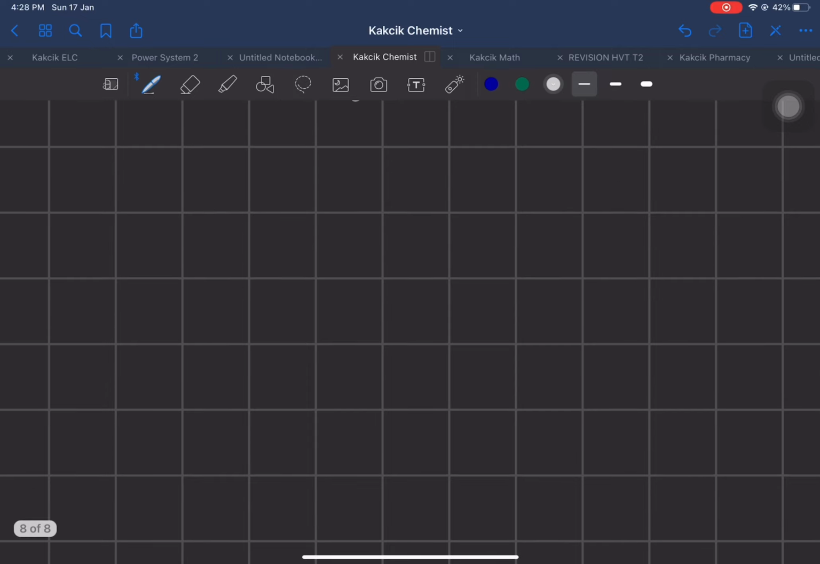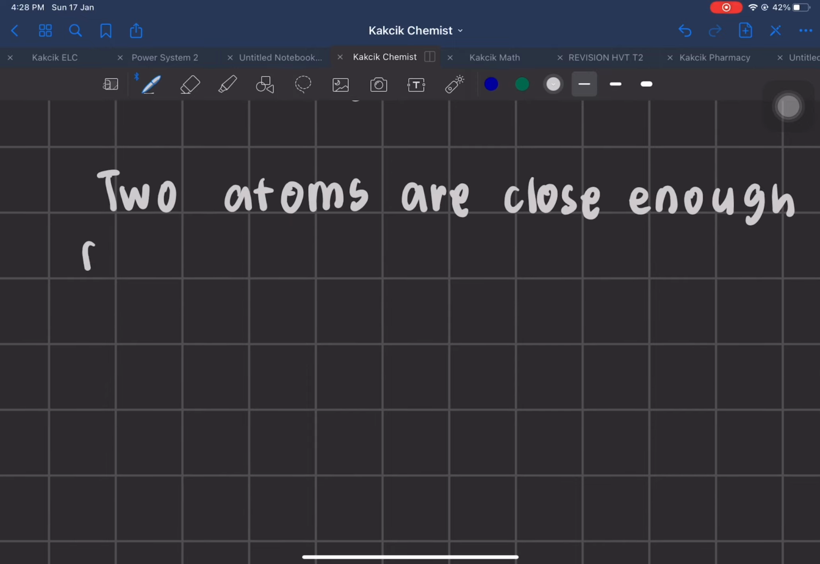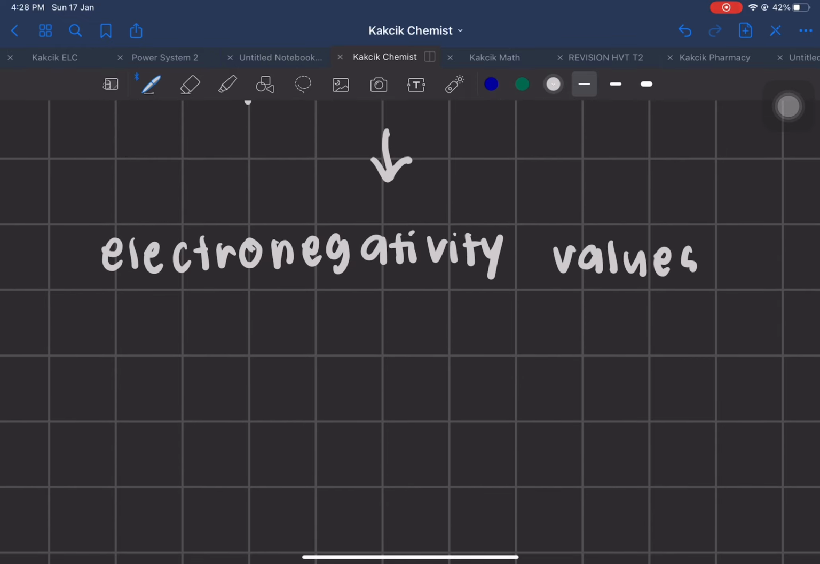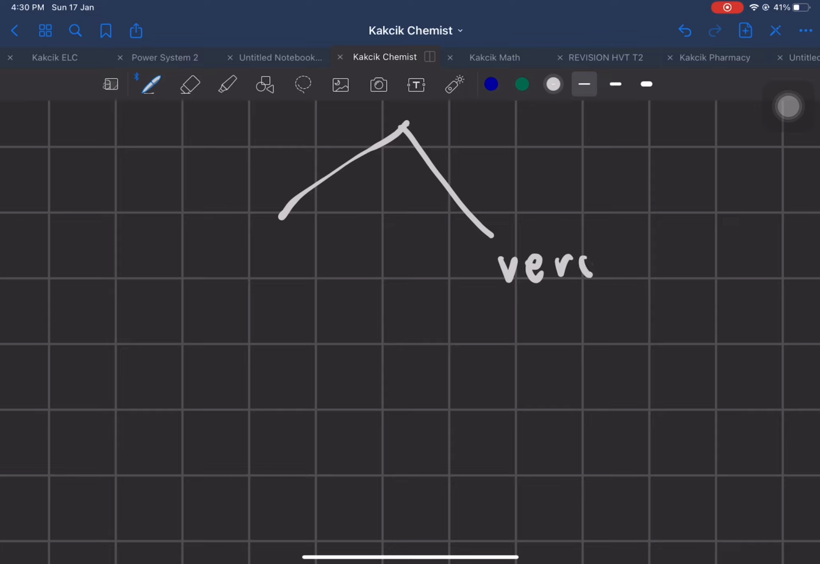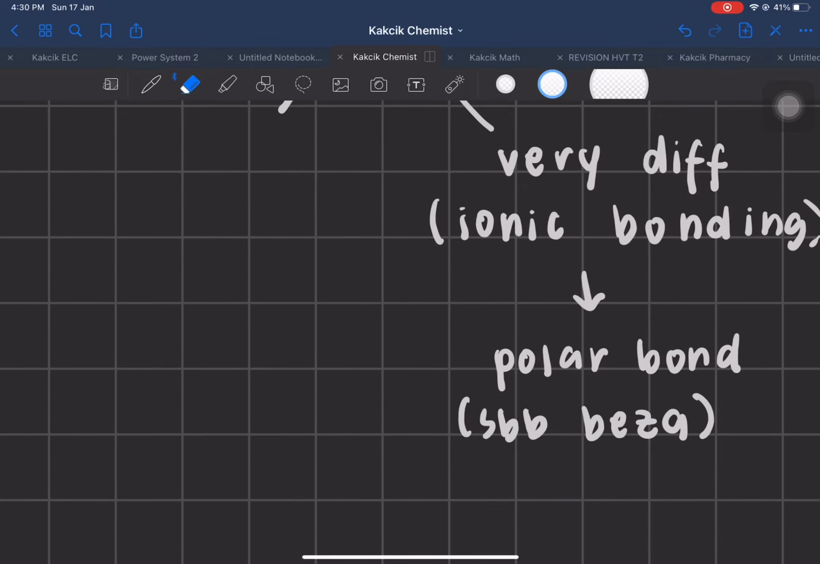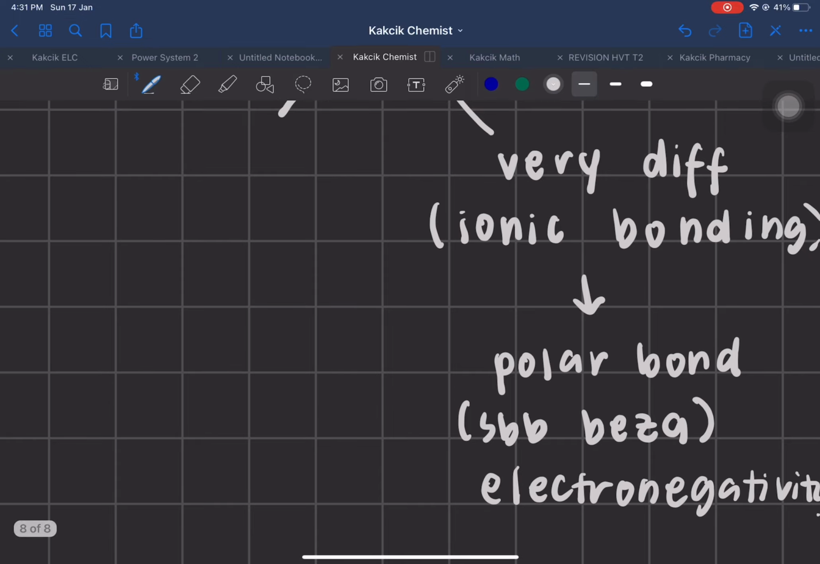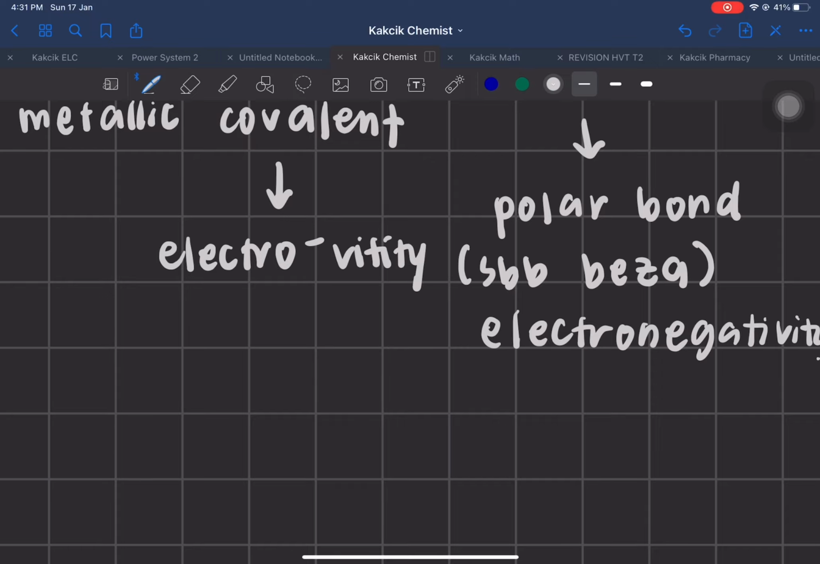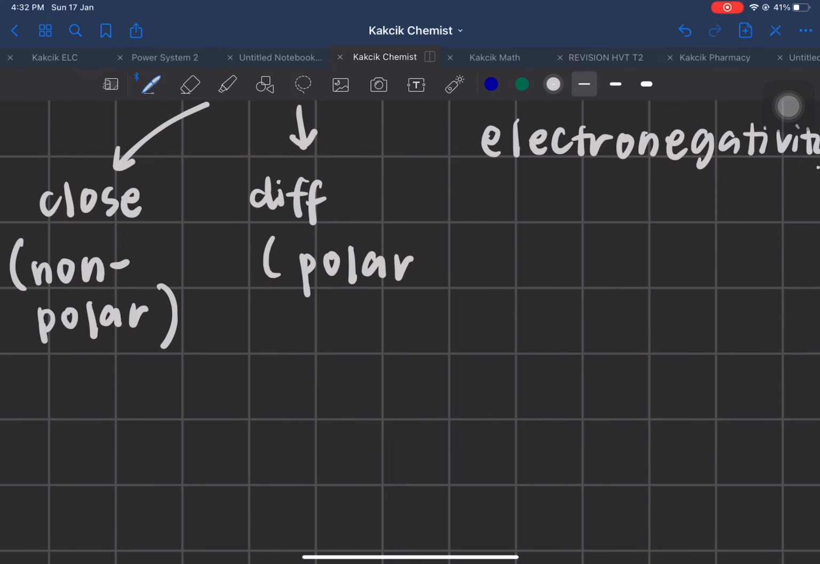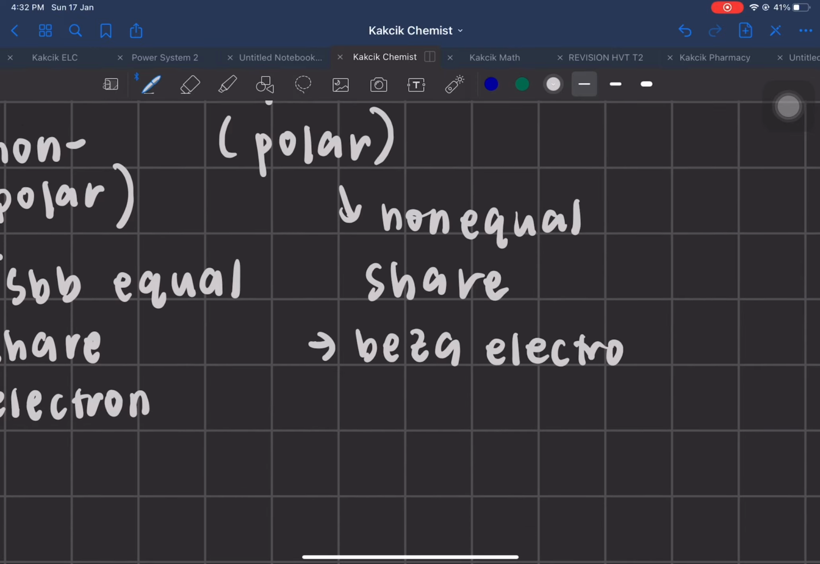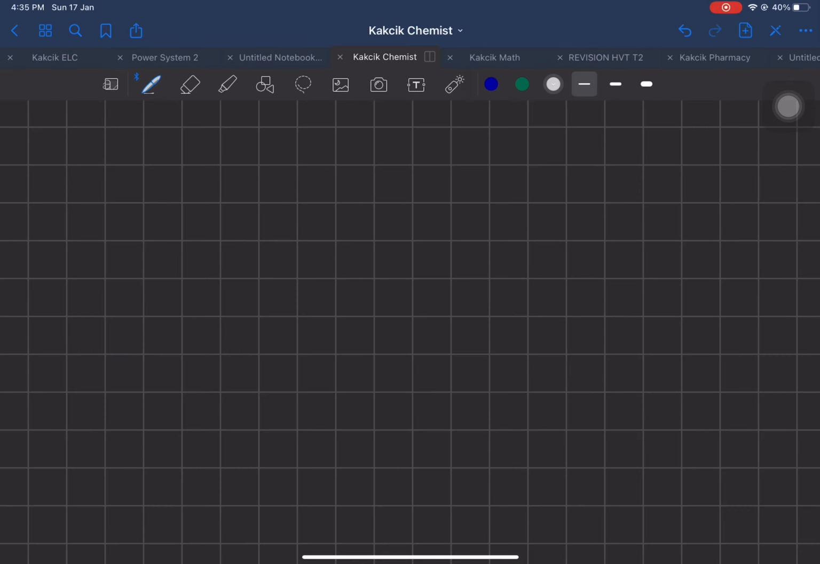Okay, for ionic and covalent bonding, two atoms are close enough for their atomic orbitals to overlap. Electronegativity values for the two atoms are very different, so it's ionic bonding. So beza, so the polar bond. Okay, so similar pula metallic and covalent. So covalent electronegativity dia ada close and different. So kalau close is non-polar sebab share electron. Different is non-equal share, so beza electronegativity, ada polar covalent.